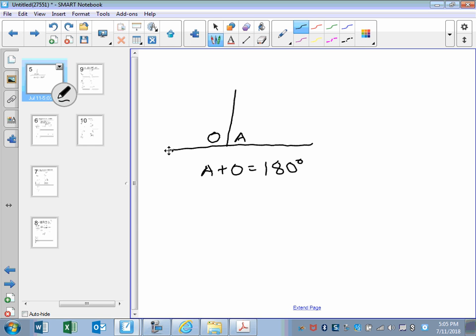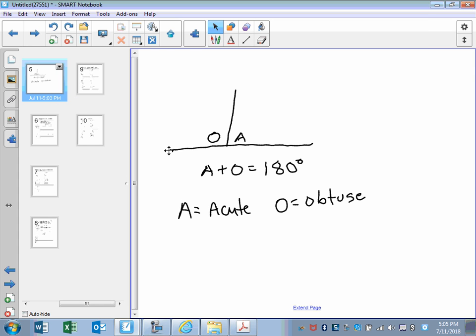It creates supplementary angles. It cuts a straight line. That means both of them added together equal 180. So I want you to think about that. Keep in mind, A means acute and O means obtuse. Acute angles are angles smaller than 90. Obtuse angles are angles that are greater than 90 degrees.